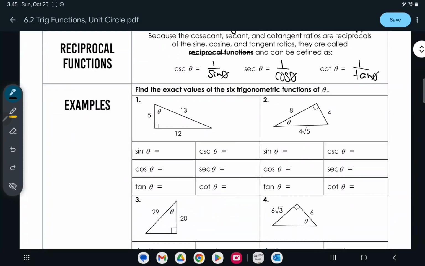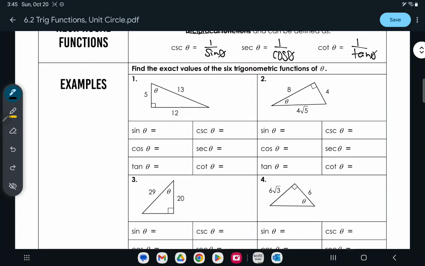So let's look at a few. Here's theta. I will label all the stuff: opposite, adjacent, hypotenuse. Sine is opposite over hypotenuse. Cosecant is the reciprocal of that, 13 over 12. Cosine is adjacent over hypotenuse. Secant is the reciprocal of that. Tangent is opposite over adjacent. Cotangent is the reciprocal of that.